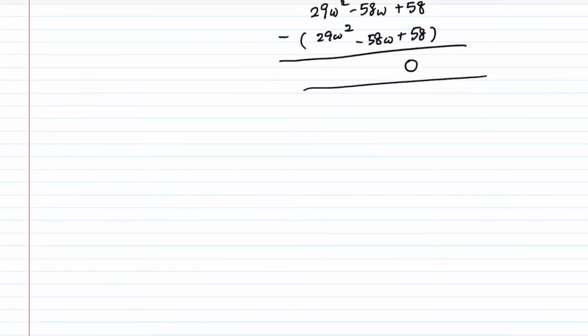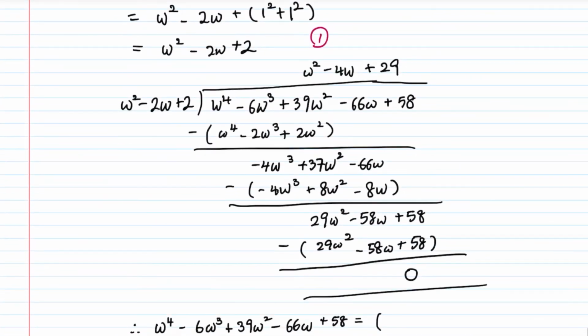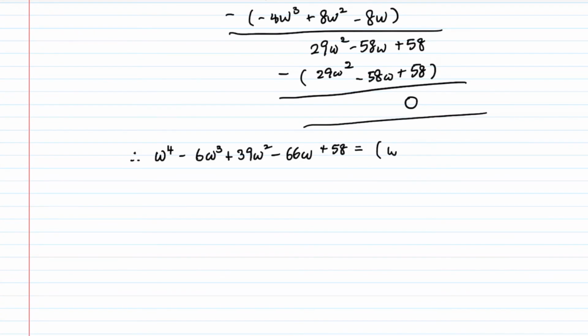So therefore, the answer would be, you can just rewrite the whole equation, W to the power of 4 minus 6W cubed plus 39W squared minus 66W plus 58. This would just be equivalent to your first one, which is W squared minus 2W plus 2, times W squared minus your new answer, minus 4W plus 29. And so that would be your answer completed, and that is your full marks for this question.